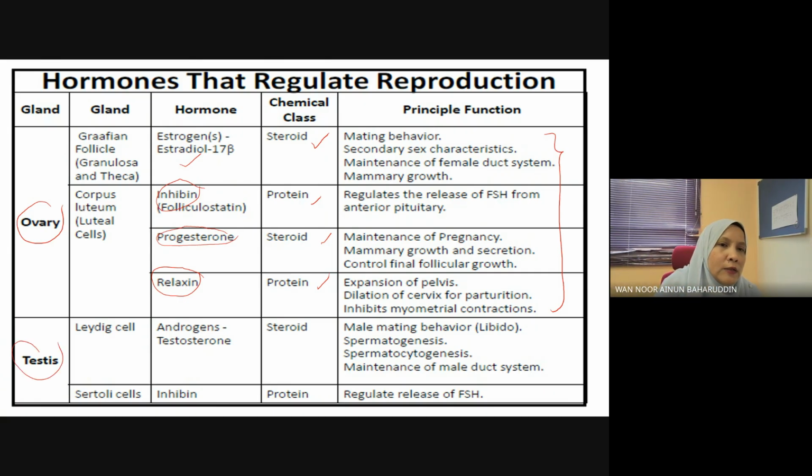For testes, two types of gland, Leydig cells and Sertoli cells. Hormones that are regulated by the Leydig cells are testosterone, which is one kind of steroid hormone. And we do have also inhibin, what we call the protein hormone. Okay.